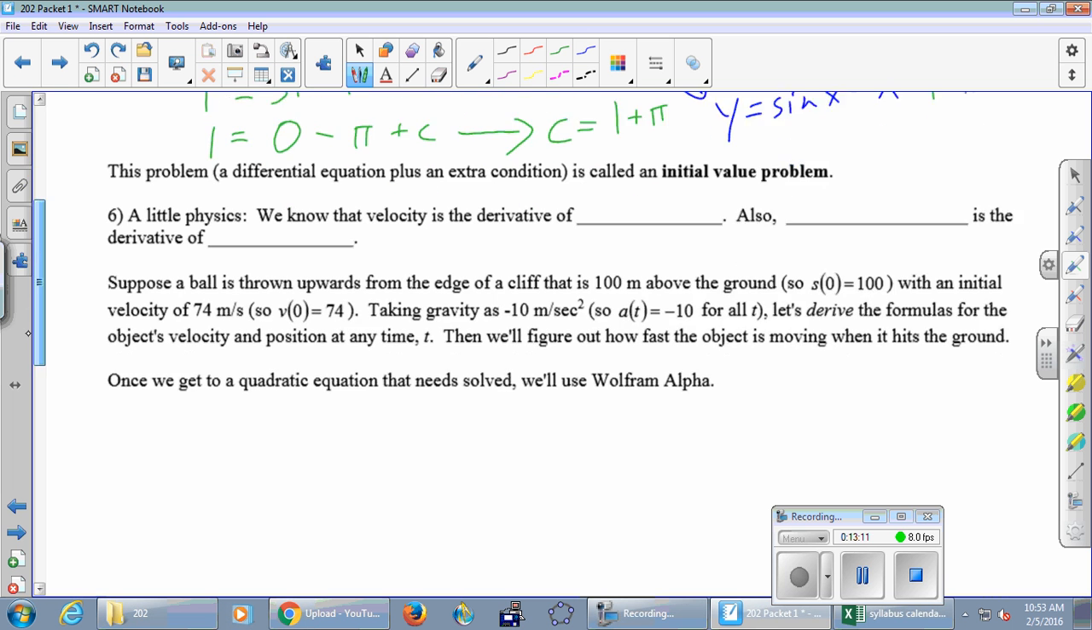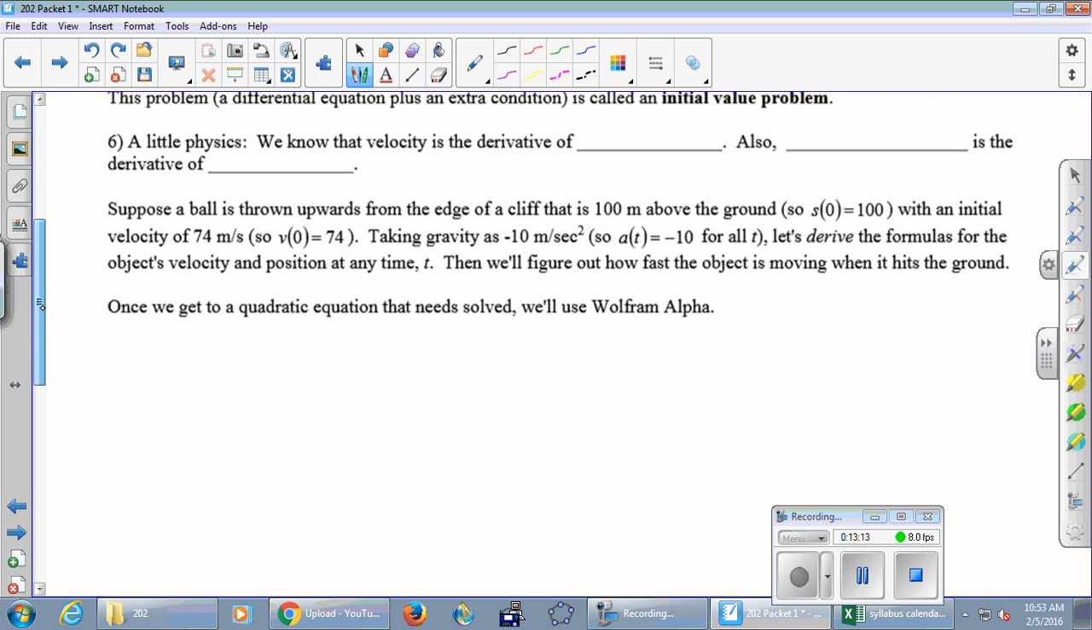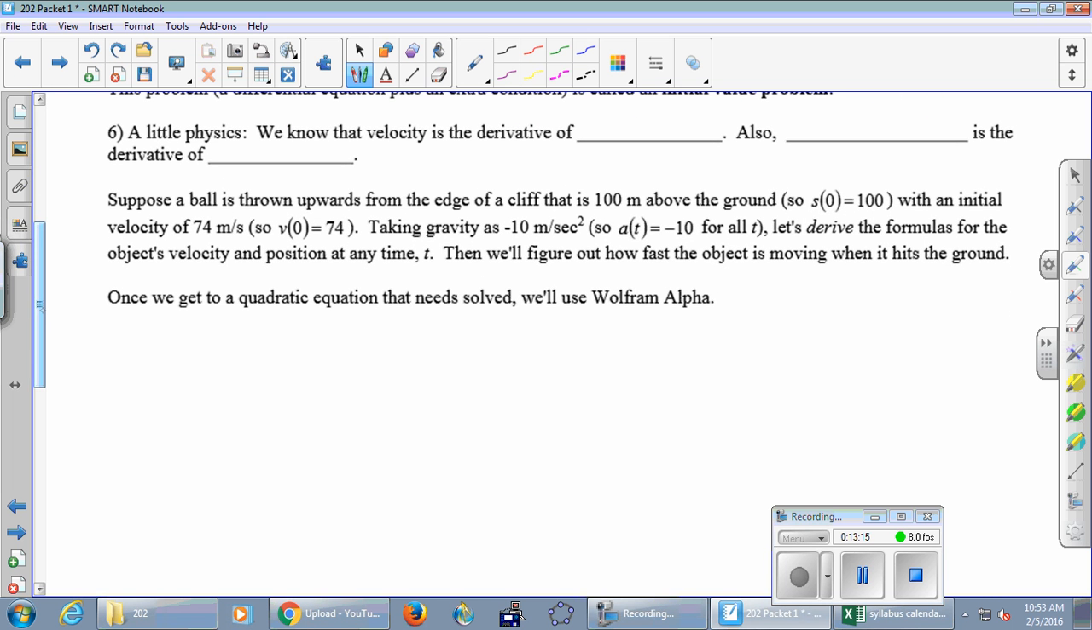All right, so we were promised some physics at the start of this class, so here we go. We know that velocity is the derivative of what? Position. Also, blank is the derivative of blank. Acceleration is the derivative of velocity. Okay, so we're going to use those facts.